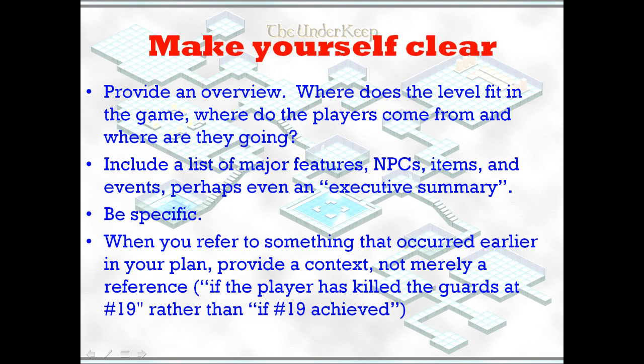Provide an overview. Where does the level fit into the game? Where do the players come from to get here? Where are they going? Include up front a list of major features, NPCs, items, and events, perhaps even an executive summary so somebody can look at that and have an idea of what they're going to now read in detail. In other words, provide a context for the reader. And when you're referring to something that occurs earlier in your level or adventure, specify the context. Don't merely give a reference. Don't say if number 19 is achieved. Say what's supposed to happen at number 19.